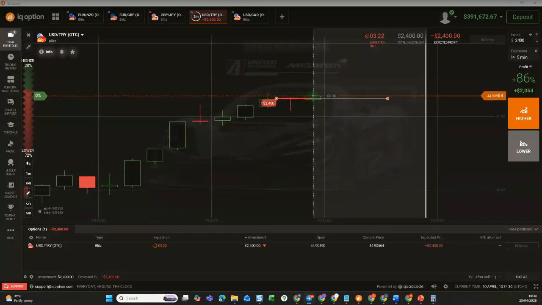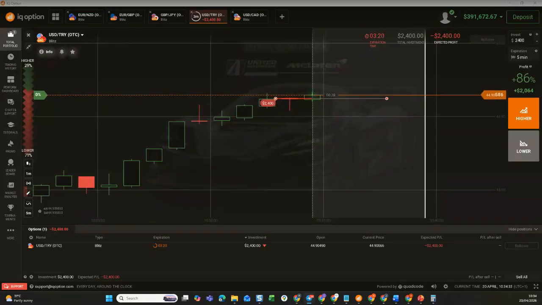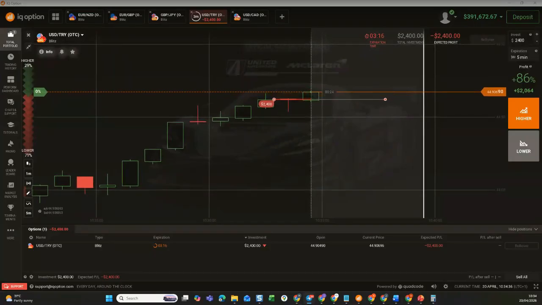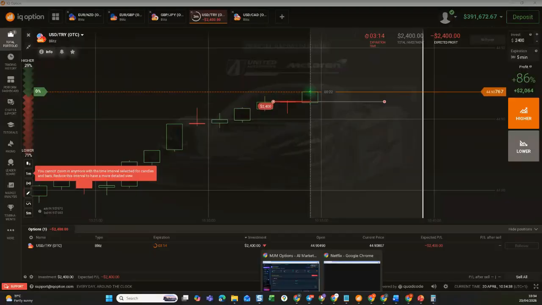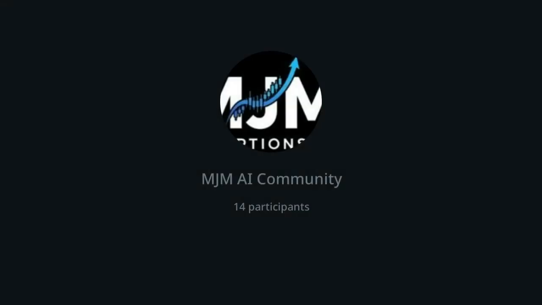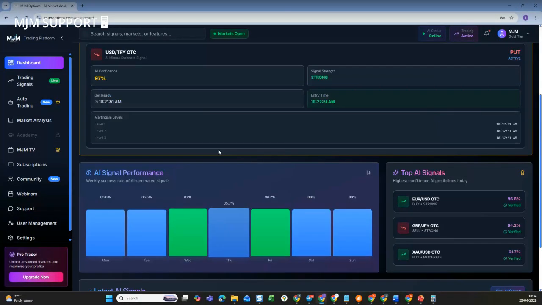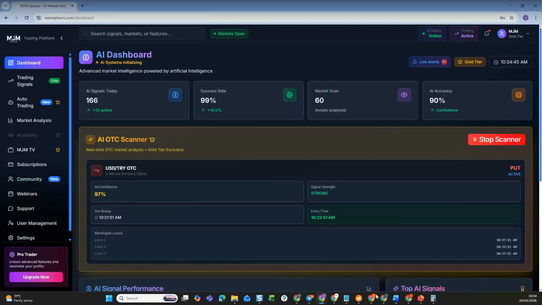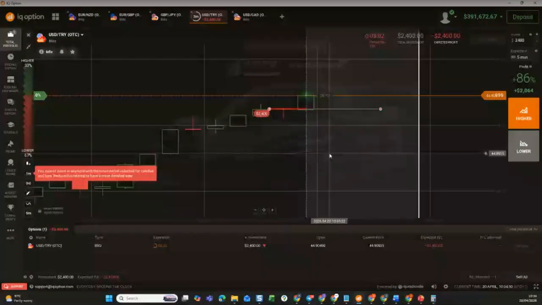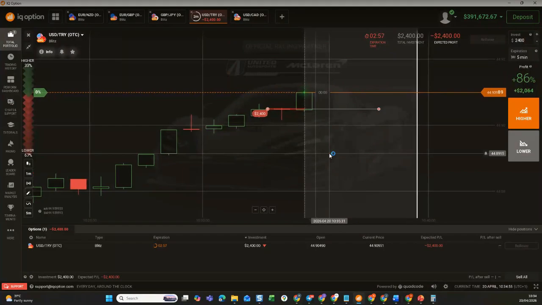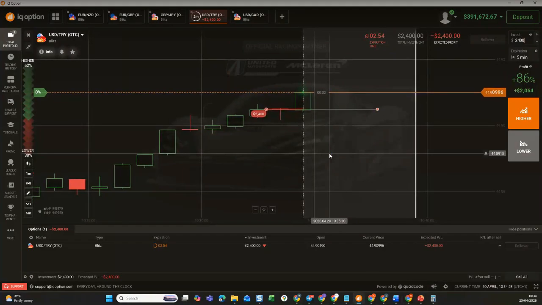Is this site and IQ Option different? Yes, they are different. This is mjmoptions.com, where the AI is. IQ Option is where you trade. It is your trading platform. You can't control that. When you get the signal, where will you place it? Definitely on IQ Option. So that's how it works.